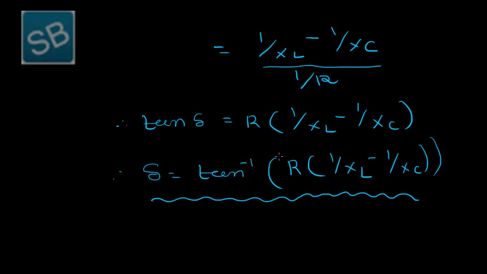So this is the phase difference, and now we will see the different types of flow of current. Here we have seen that the current is flowing linearly. But what happens when the current is oscillating, by changing the value of the inductor and capacitor? That is our next task.